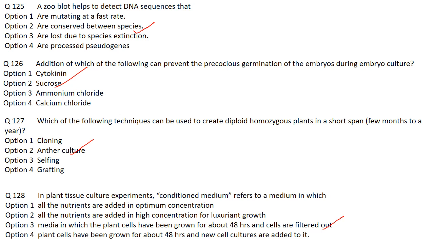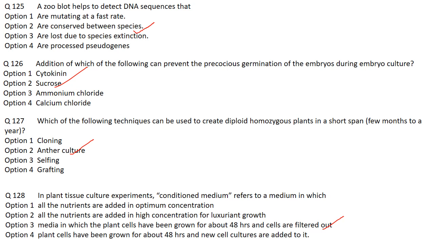Which of the following techniques can be used to create diploid homozygous plants in a short span, few months to a year? So haploid plants derived from anther culture or pollen culture are sterile. These plants contain only one set of chromosomes. By doubling their chromosome number, the plants can be made fertile and the resultant plant will be homozygous diploid. So which technique can be used to create diploid homozygous plant in a short span? That is through anther culture.